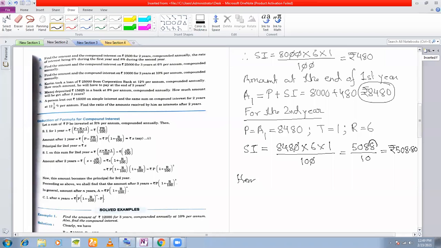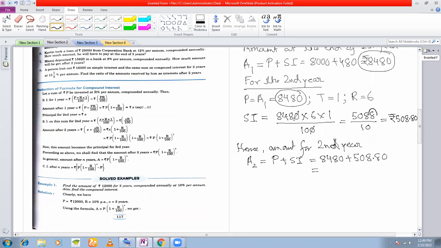Hence, what is the amount for the second year? Amount for the second year, let us call it A2, is equal to, again, principal plus SI. This time the principal we had taken as 8480. So 8480 plus simple interest 508.8 for the second year. Okay, so this is 8988.80.